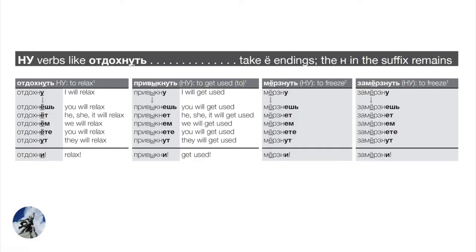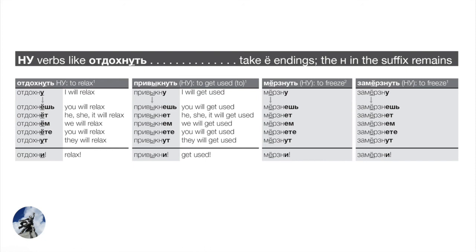Okay, so let's look at some more examples in the table. Отдохнуть. Okay, that's a нуть verb. We can spot that just by looking at it. We see the infinitive in нуть, and we just want to make sure we keep the н and then add the ё endings. Now, of course, if the stress is on that ну, then it's going to remain on the endings, and that's going to allow us to write ё. In that stress position, we can have ё. So we get отдохну, отдохнёшь, отдохнёт, отдохнём, отдохнёте, отдохнут.